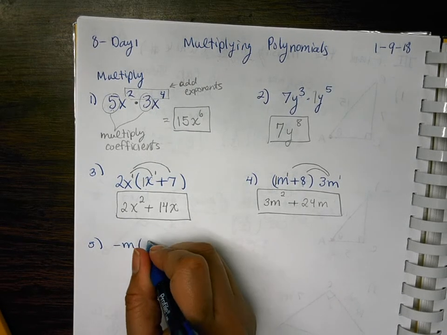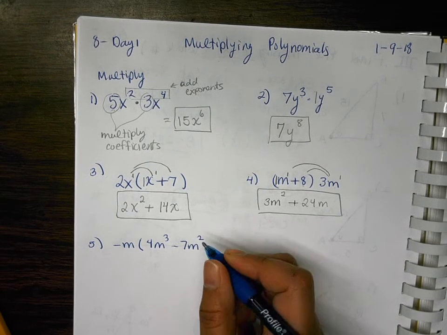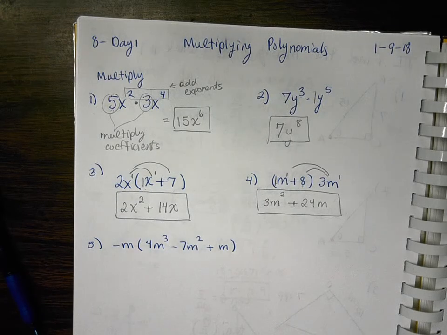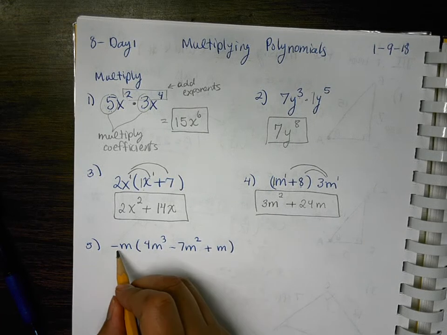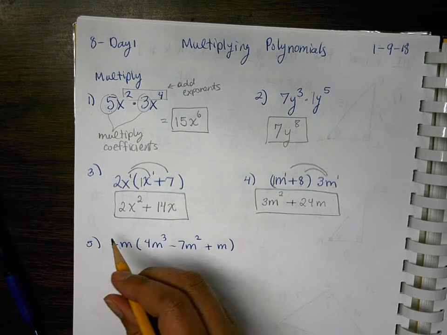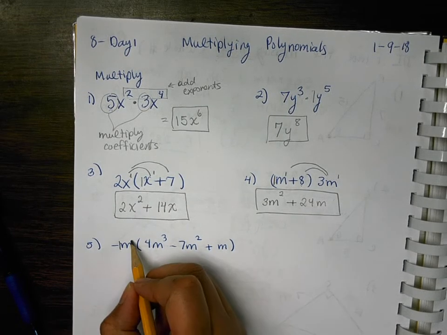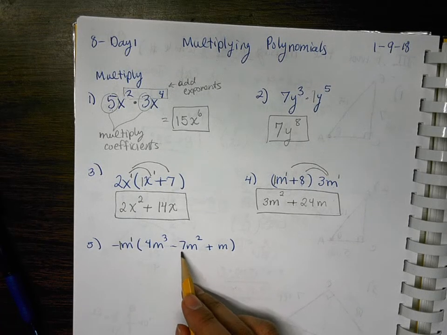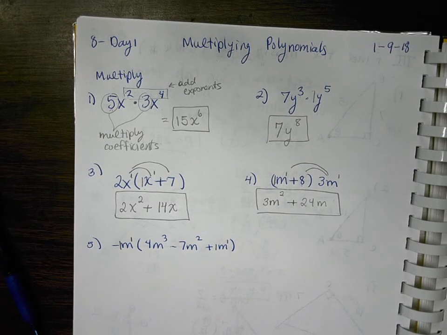Okay, number 5, negative m parentheses 4m cubed minus 7m squared plus m close parentheses. I'm going to walk you through this one and have you try the next one on your own. So let's put our 1s wherever they need to be. Should I put a 1 in front of that m? So it's not just negative m, it's negative 1m. All right, what's the power here that I don't see? 1. Any other 1s I need to put in? By this m, coefficient and exponent. Do you guys agree?